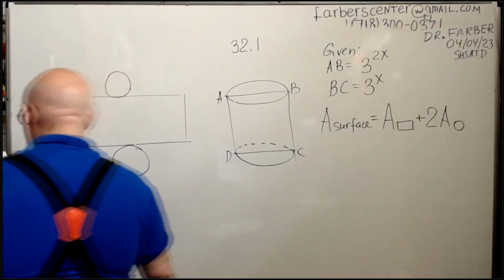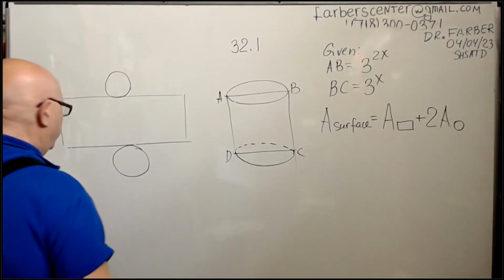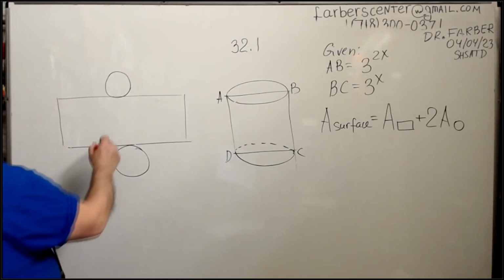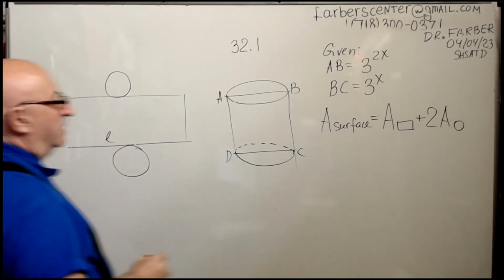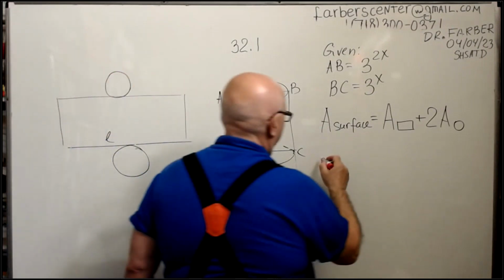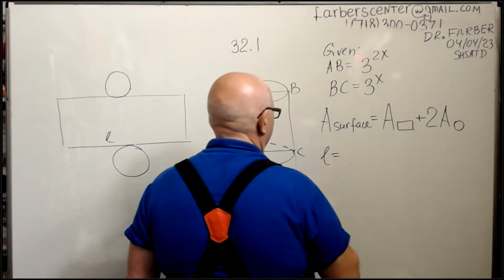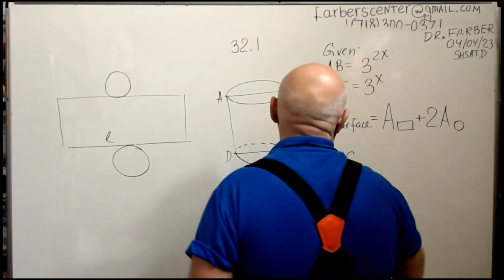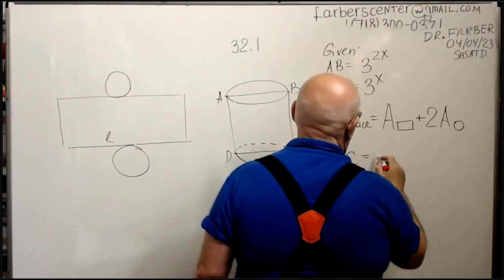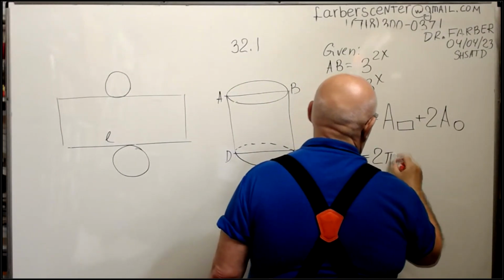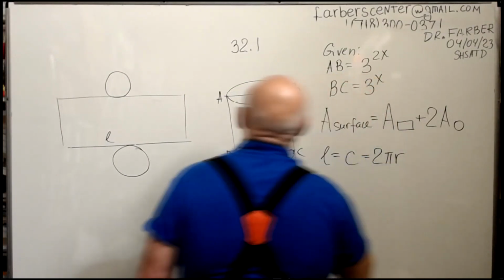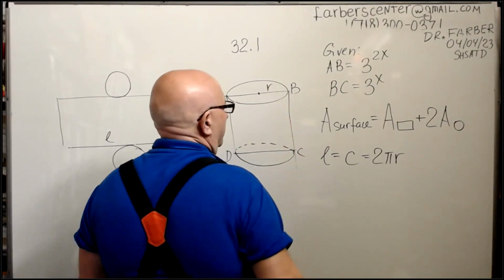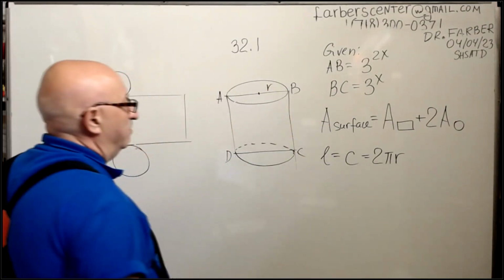And keep in mind the area of the rectangle. To get this side, let's say this length, my length of the rectangle equals the circumference of the circle. And the circumference of a circle equals 2 pi r, and this is r. Okay.